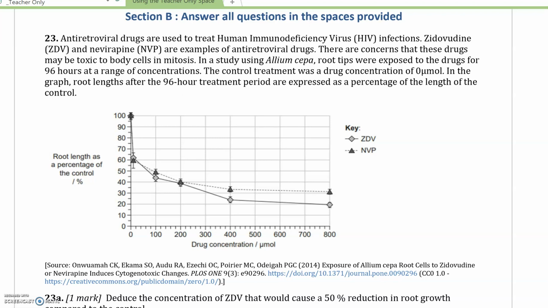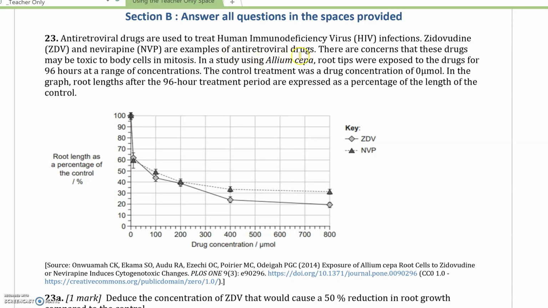Okay, so this is the data response question, question 23. One of the most important things to do in a data response question is make sure you really read the section at the top. So antiretroviral drugs are used to treat HIV virus infections. Zidovudine and nevirapine are examples of antiretroviral drugs. There are concerns that these drugs may be toxic to body cells in mitosis.